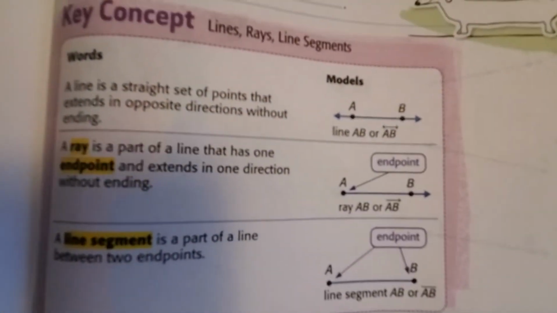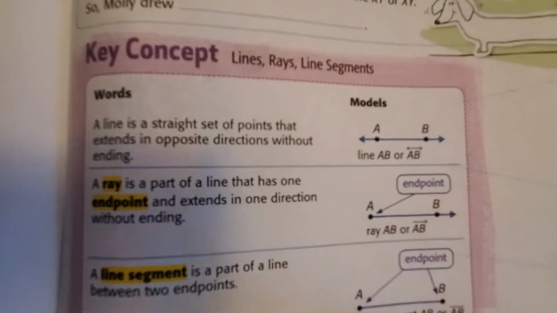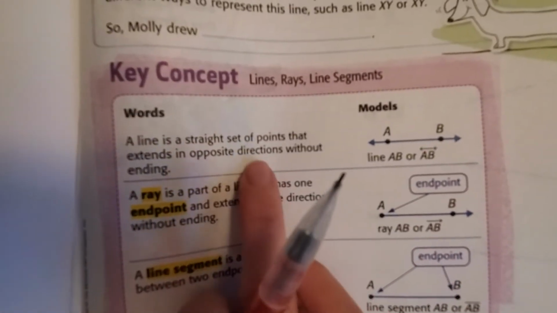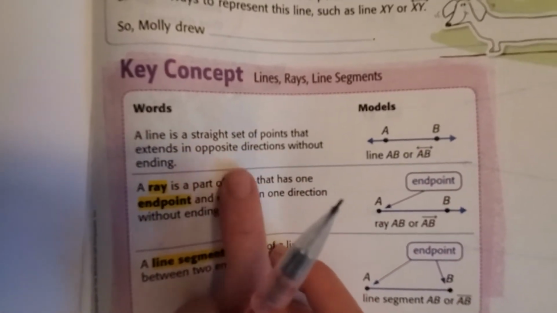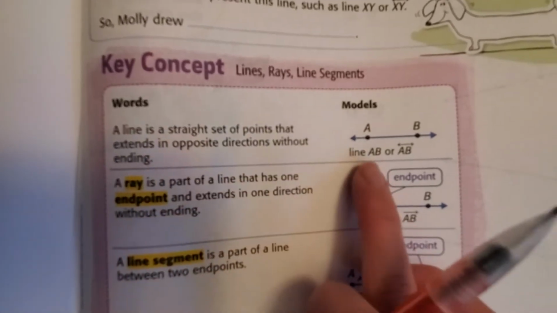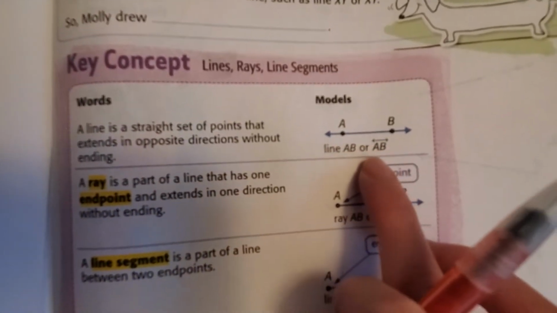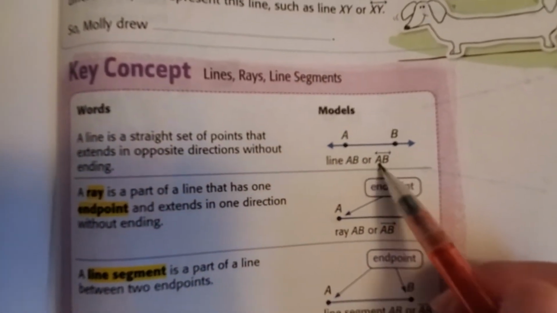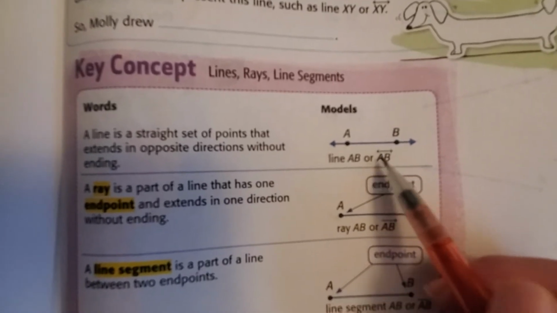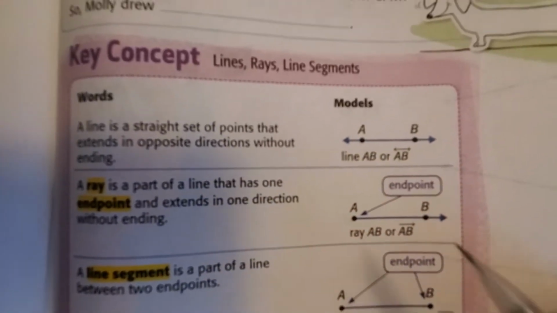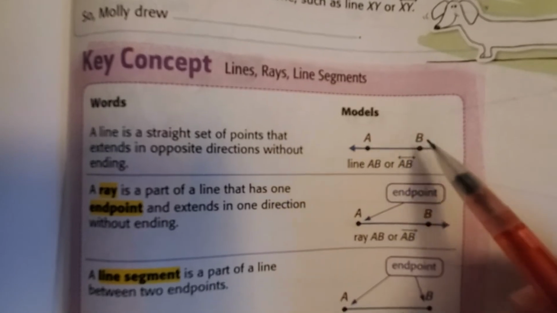Okay, and there is one more thing that I wanted to show you, which is this chart over here. It says a line is a straight set of points that extends in opposite directions without ending. So line AB, like I drew earlier, or you can write it as AB and then draw the line with the 2 arrows on top. Make sure you use capital letters.